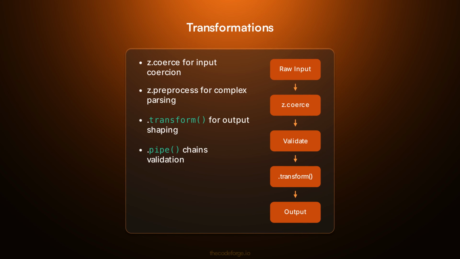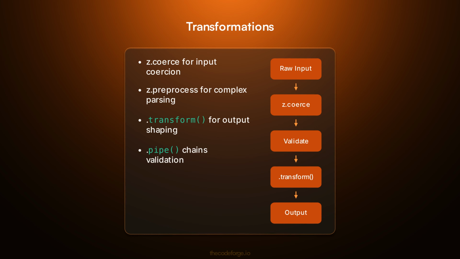Zod 4 separates 3 stages: coerce input, validate shape, transform output. Use z.coerce for primitives, z.preprocess for complex parsing, transform for reshaping, and pipe to revalidate the transformed result.